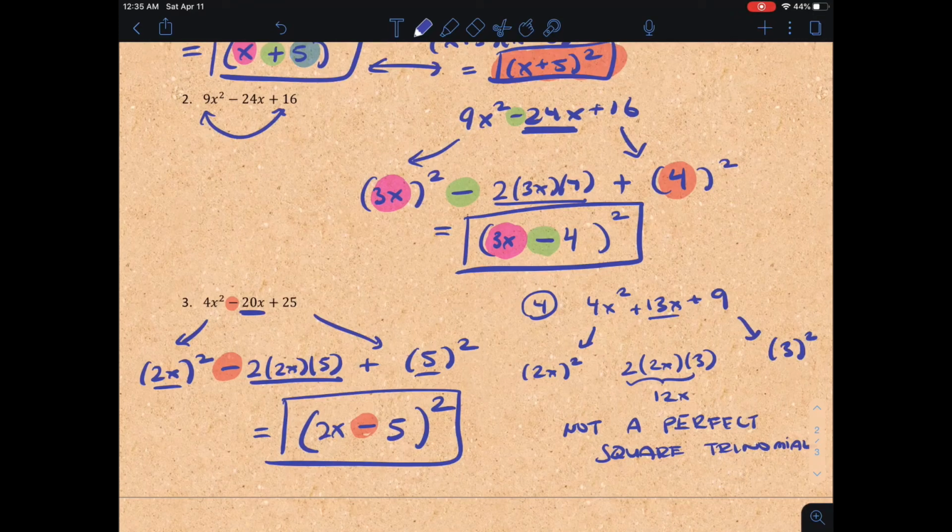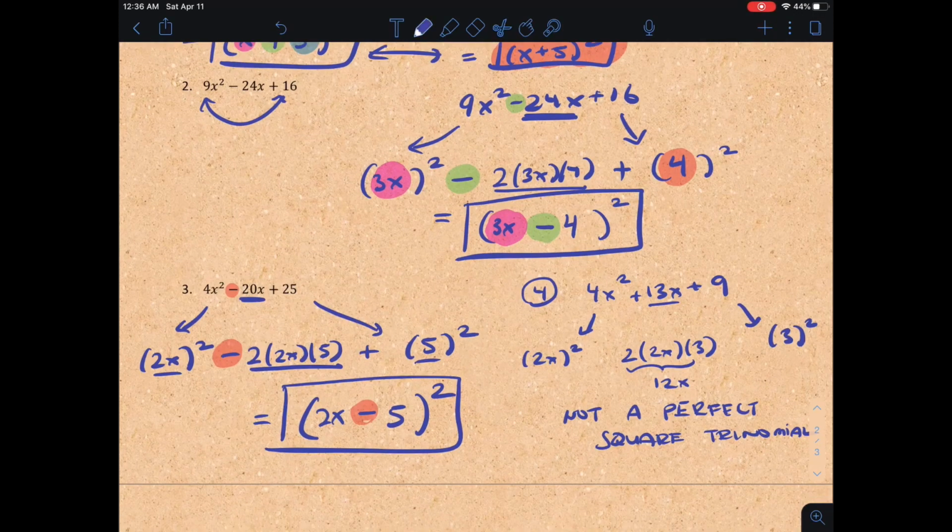And so the way you're going to have to do this is by using the Xbox method. So I'm just going to put the answer here at the end. If you were to factor this using the Xbox method, you'd end up with 4x plus 9 times x plus 1. I would recommend you work this out on your own and make sure you're able to get this as your final answer. So again, just be very careful, because originally this problem almost looks like a perfect square trinomial.